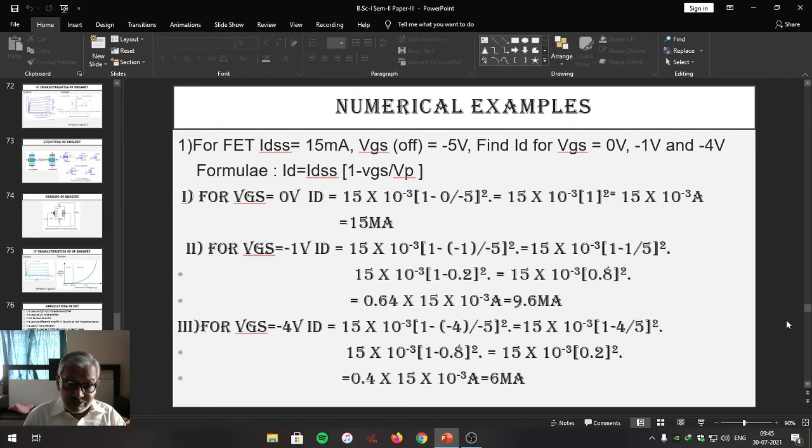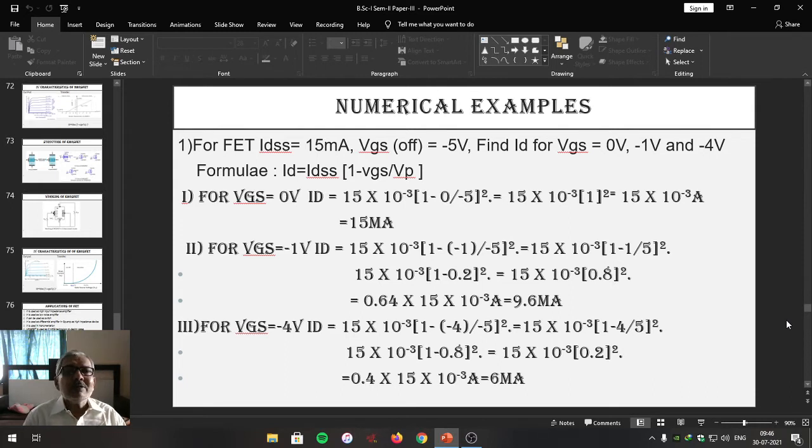Then we have studied the parameters related with the FET and also the relation between them. After that, we have studied the depletion MOSFET, its construction, its operation, its IV characteristics. And at last, we studied the enhancement metal oxide semiconductor field effect transistor, that is the E-MOSFET, its construction, operation, and also its IV characteristics.